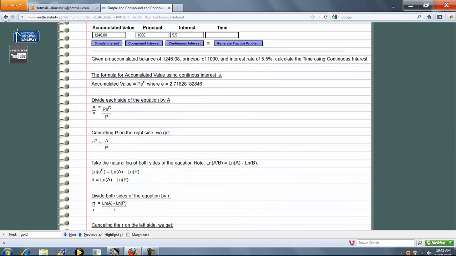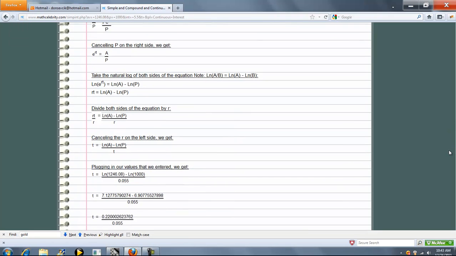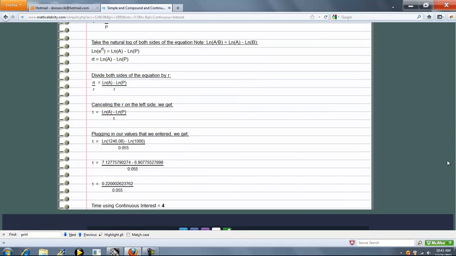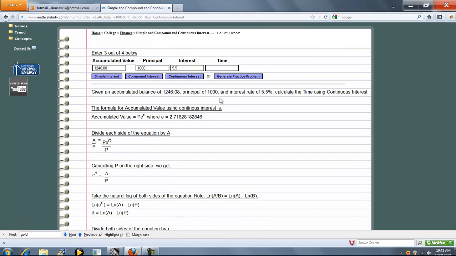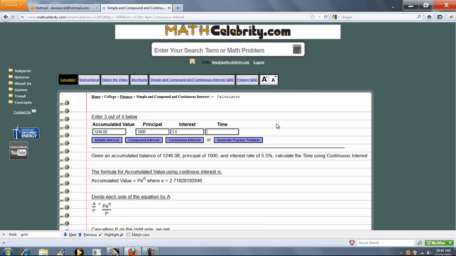So there's a relational equation. We're going to simplify similar to what we did when we solved for r, but this time we want t. Actually, this should read r here. I'm going to fix this. But we did plug in the right values, and we get 4. So as you can see, we can solve for any of the 4 input items of the 3 methods of interest: simple, compound, and continuous.